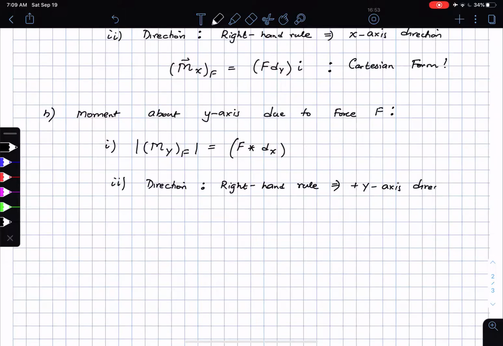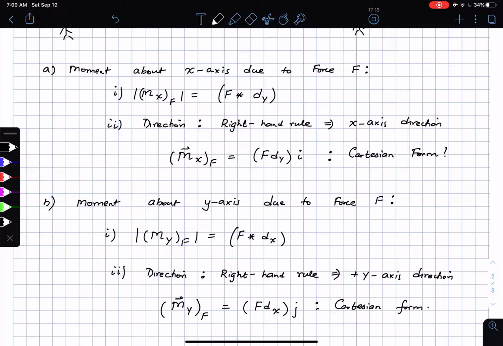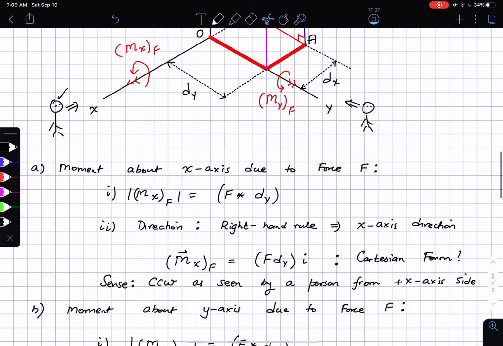And so my moment due to F is going to be F times dx in the j direction. This is the Cartesian form. And if you want, the sense of this moment here, let me write a statement, is counterclockwise as seen by a person from the positive x-axis side. That is this person which I'm putting a tick mark against.